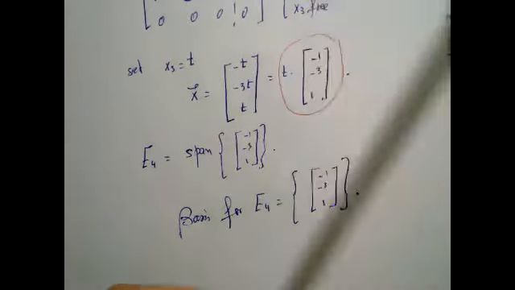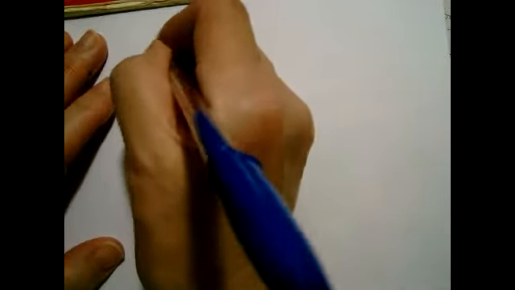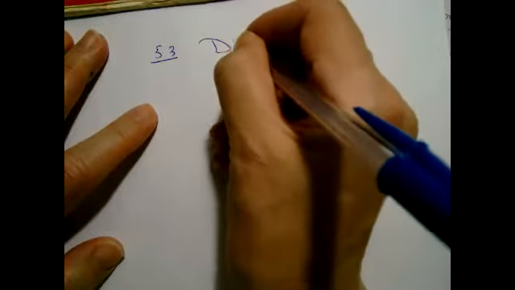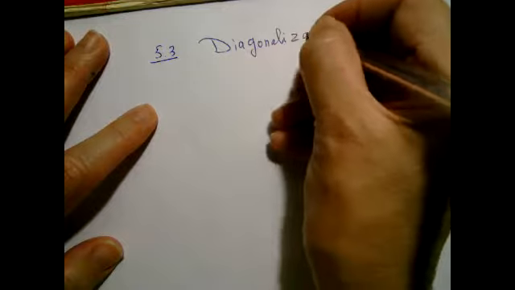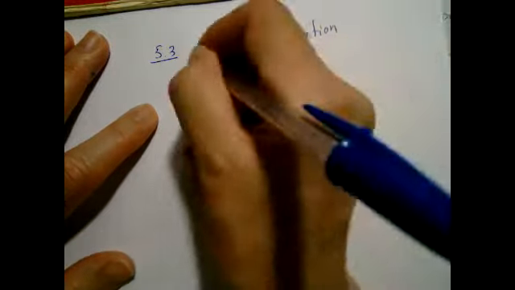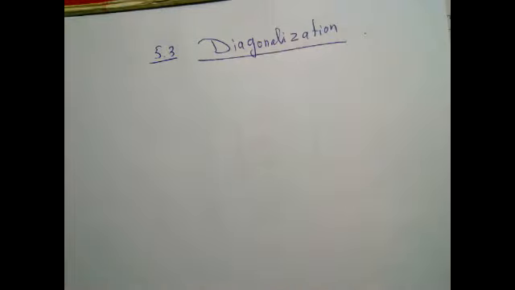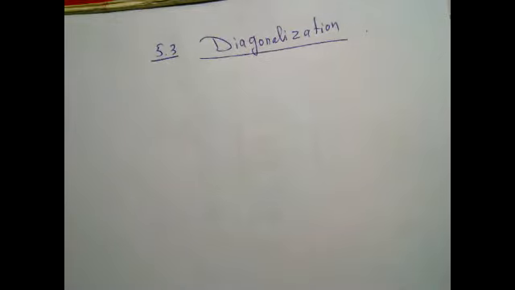Okay, now we're going to move to section 5.3, the idea of diagonalization. Okay. First, a definition.